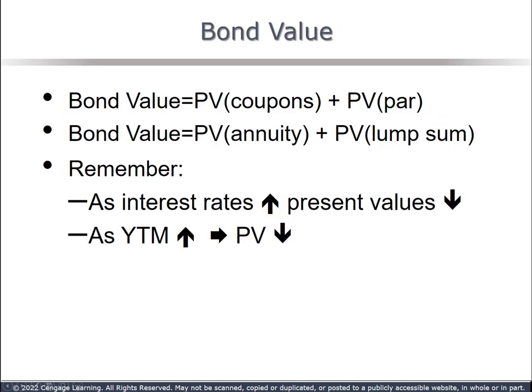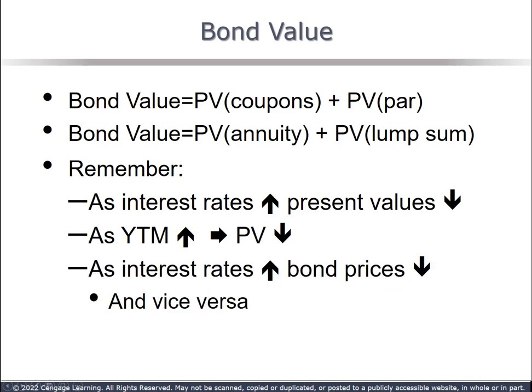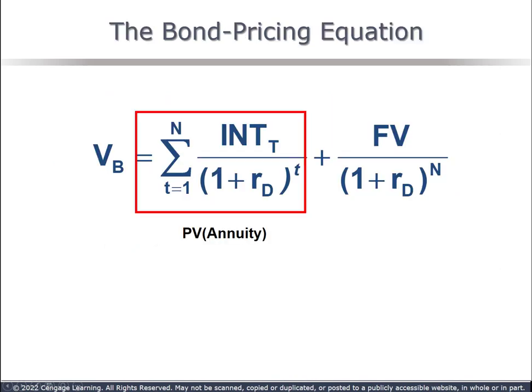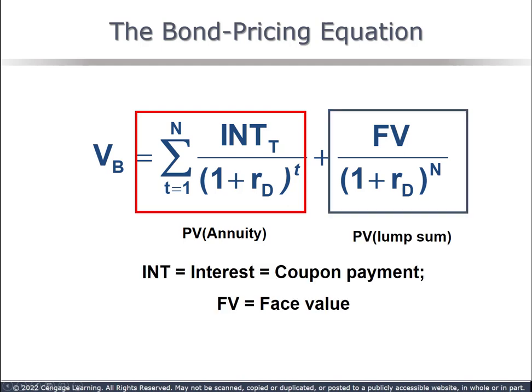Since the value of a bond is based on its present value, the value or price moves inversely to market interest rates. As interest rates rise, bond prices decline, and vice versa. This breaks the bond pricing equation into the annuity portion and the lump sum portion.